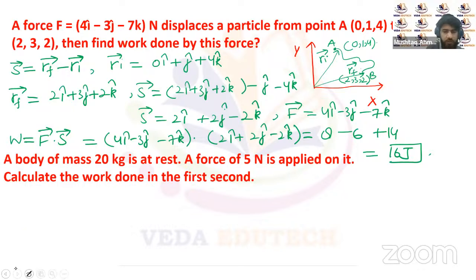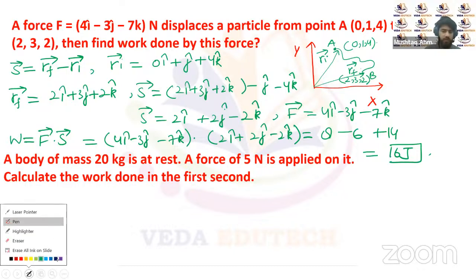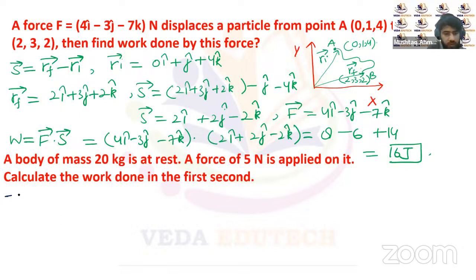Now let's try to calculate the work done by constant forces as well. You can see here, a body of mass 20 kg is at rest, and a force of 5 Newton is applied on it. Calculate the work done in the first second. We can solve it. First of all, we'll calculate the displacement by this constant force.